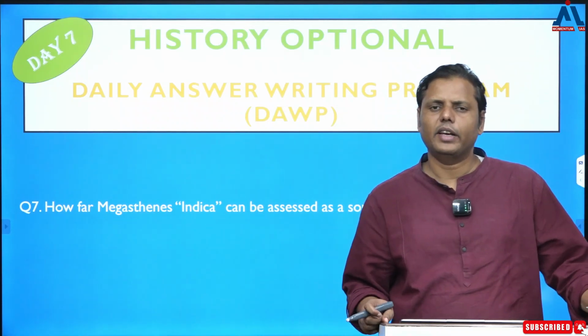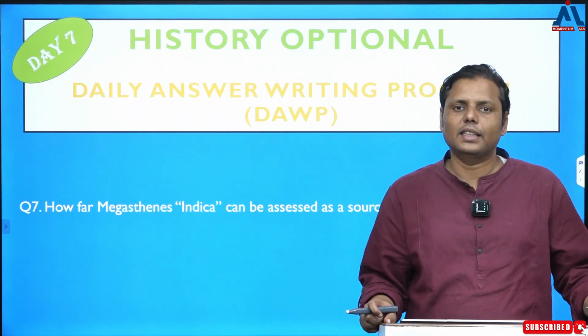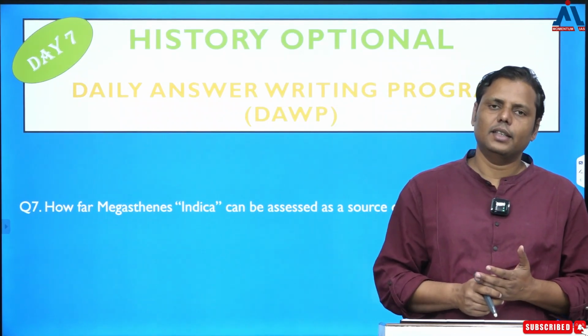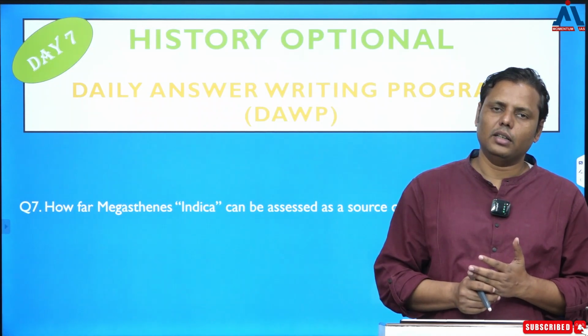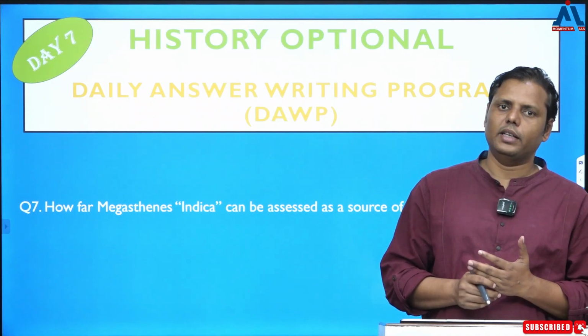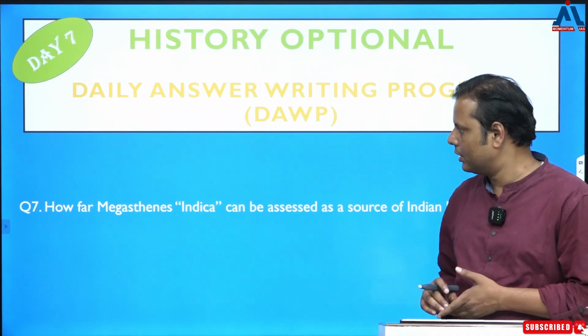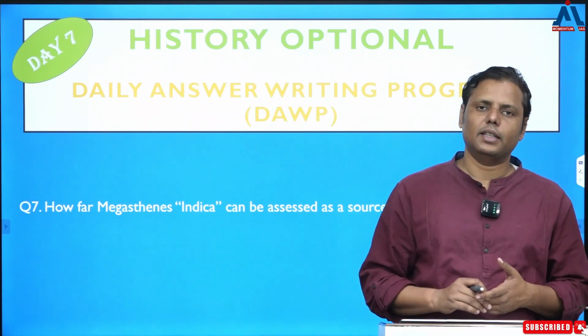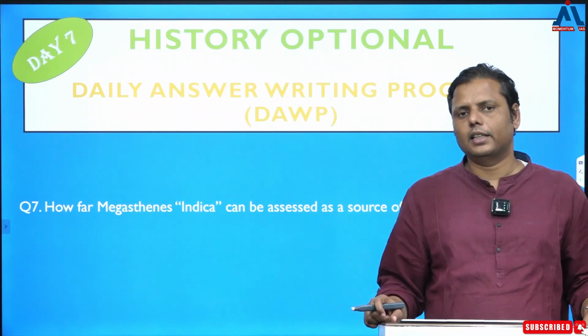Now this question is very similar to the question we had discussed the last day. In the last day, the question was how far foreign accounts are helping us to write the history of ancient India, and this question is precisely dealing with Megasthenes, right? So let's discuss the answer of this question.